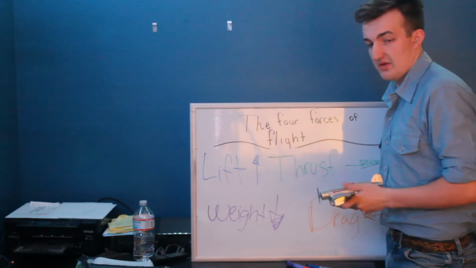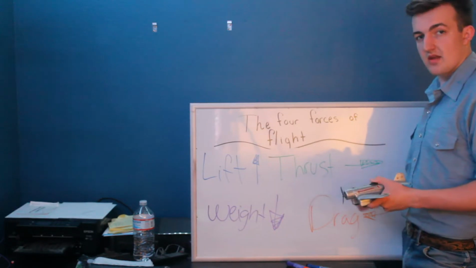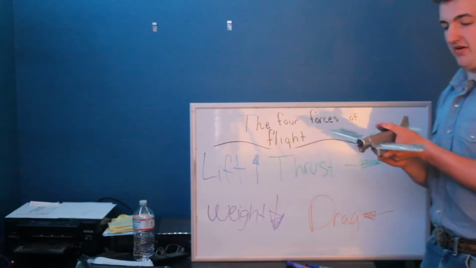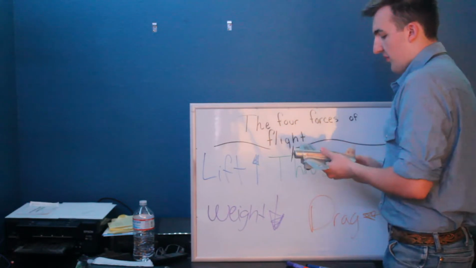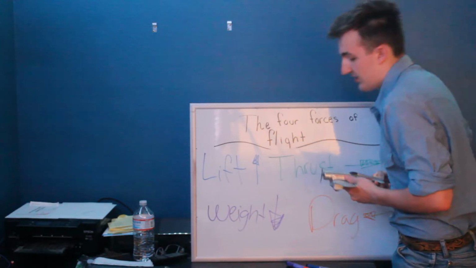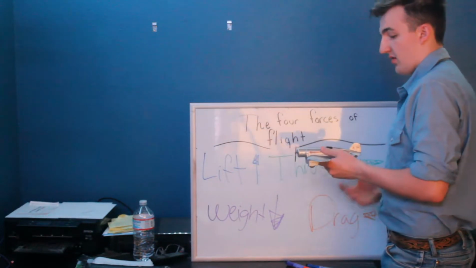Now, in order to produce that lift, you need speed. Speed is produced by thrust. Thrust is produced by the aircraft's engine, in this case here in the front. Thrust is produced by the engine and propels the airplane forward. When you're going forward, you get more air. When you get more air, you get more lift.